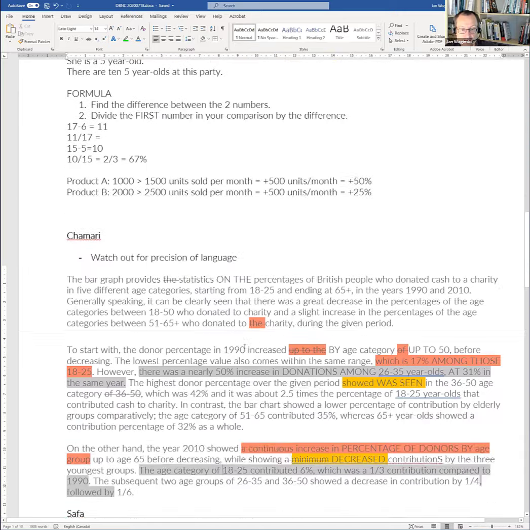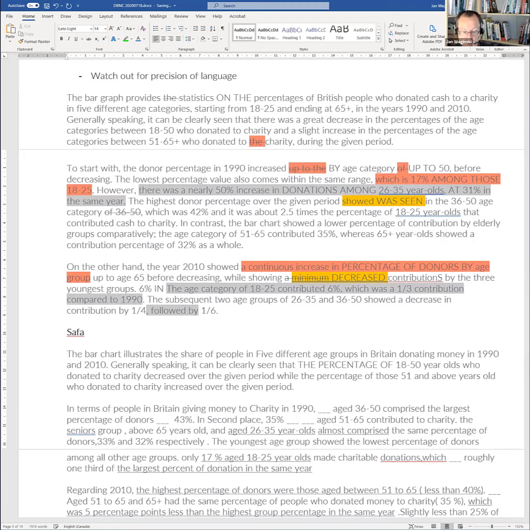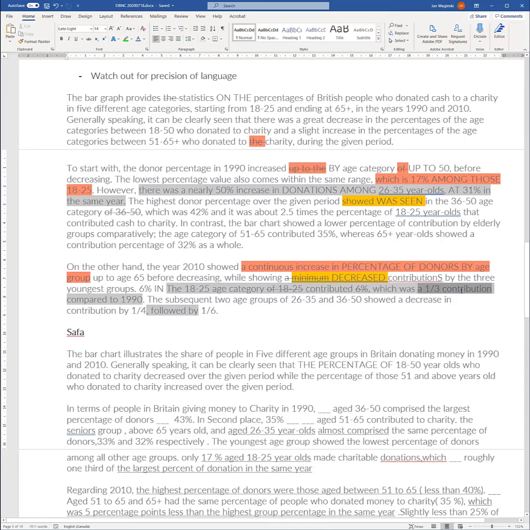So in this one down here, it would be more like 6% in the 18 to 25 age category contributed to charity, which was a one-third contribution. So we don't know what the total is, so you can't call it a one-third contribution.